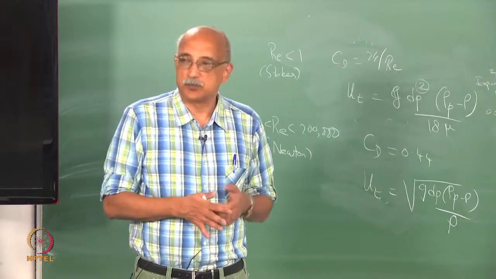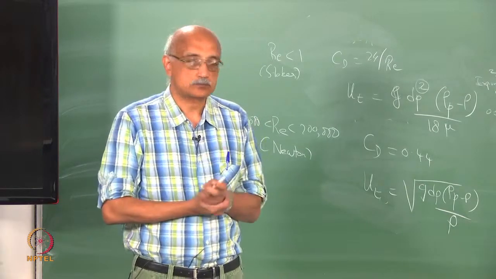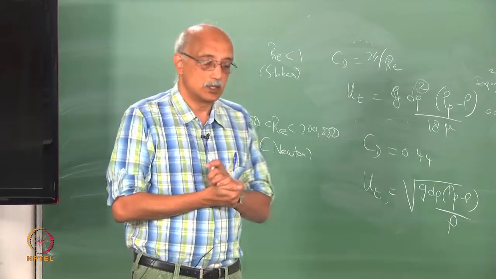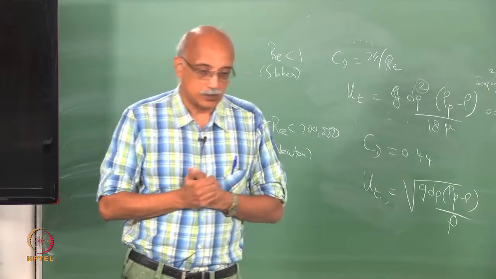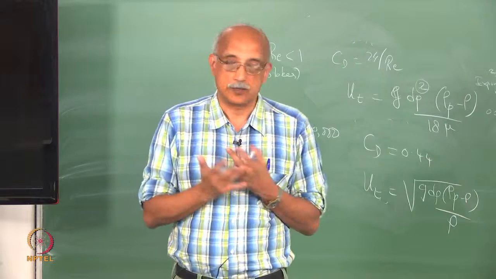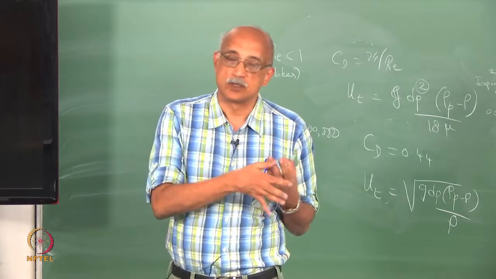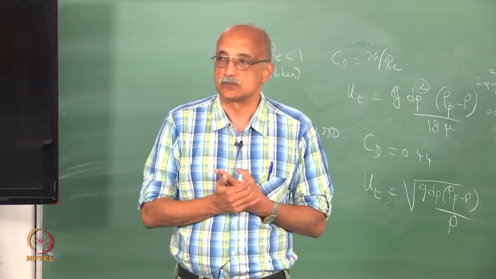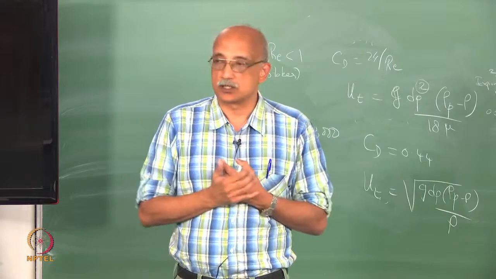Now, where does this become important? Why is it important to know this? What type of environment will have a change in Reynolds numbers over time to the point where you can go from Stokes to Newton's? A fluidized bed is a good example.